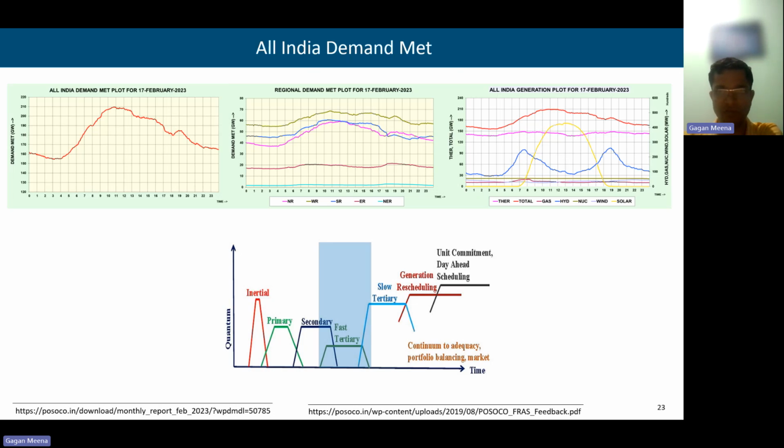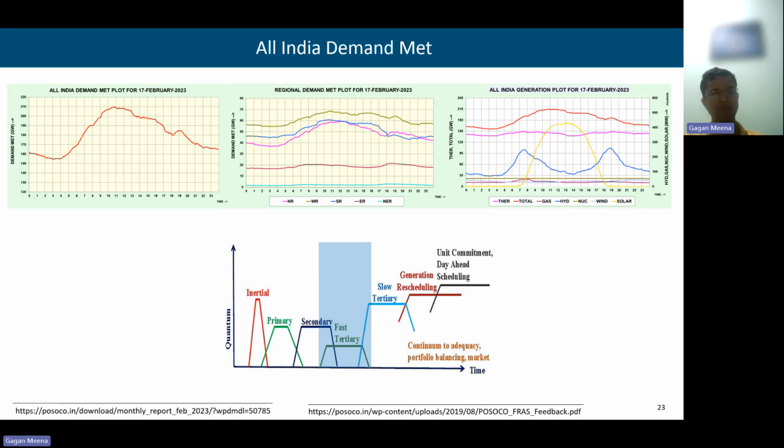This also we have already discussed. So this is the operational time scale for different types of services provided by the different generators or different types of operational aspect of power system. Hence it starts with inertial, primary, secondary, tertiary response and slow tertiary and then generation rescheduling. It happens every 15 minutes. Not 15 minutes, it depends on the real-time market.